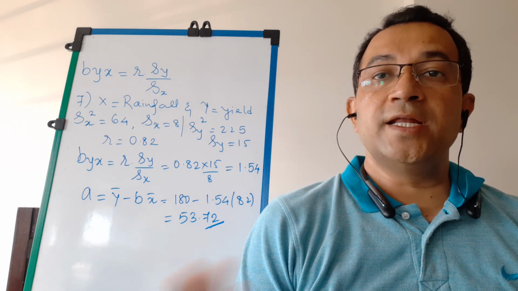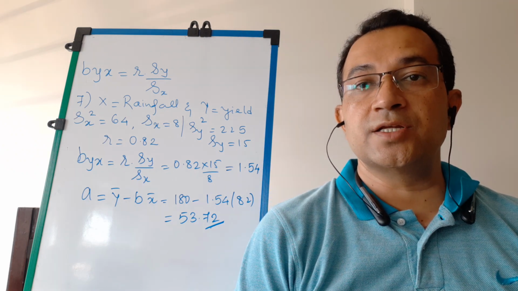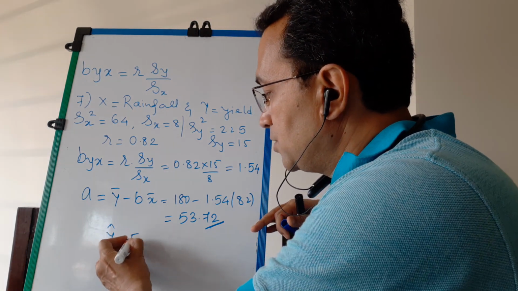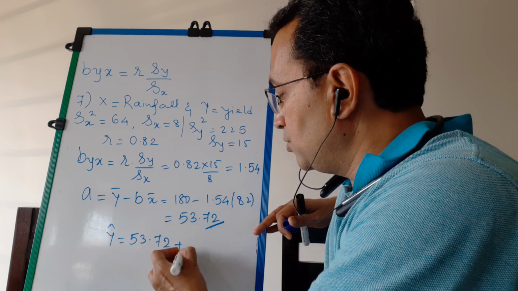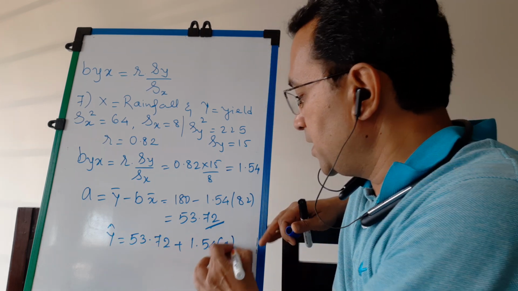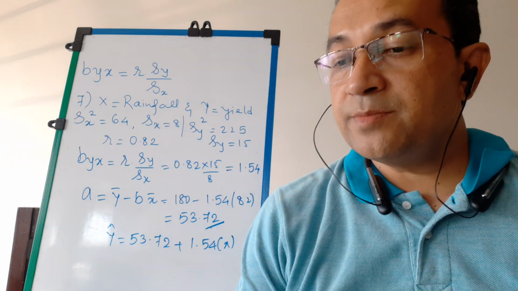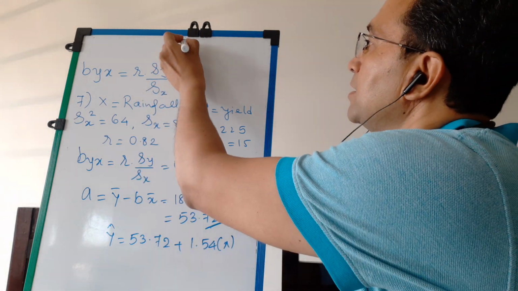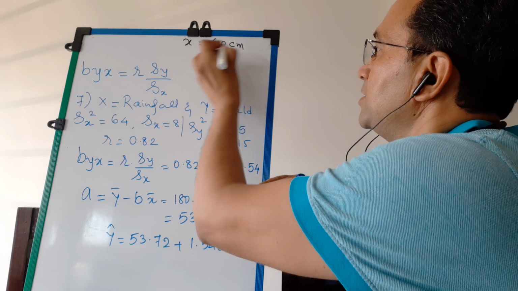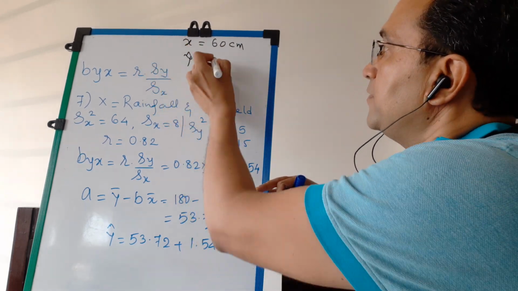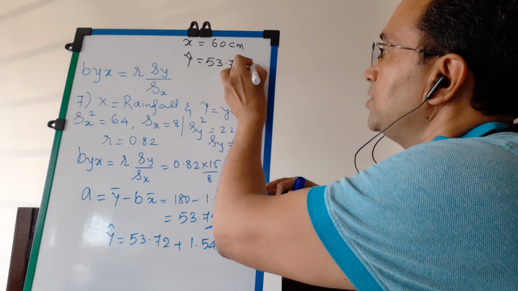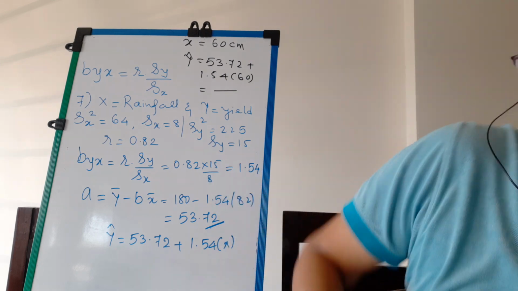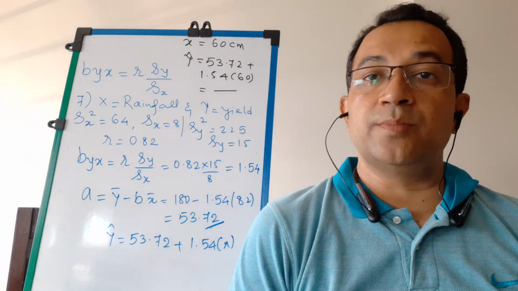So students, after finding b and a, simply we have to write the regression line: y cap is equal to 53.72 plus 1.54x. And estimate the yield when x is 60. That I am writing here, students. When x is 60 centimeter, estimate of y will be 53.72 plus 1.54 into 60. Whatever answer you get, that is the yield of maize in quintal per hectare.